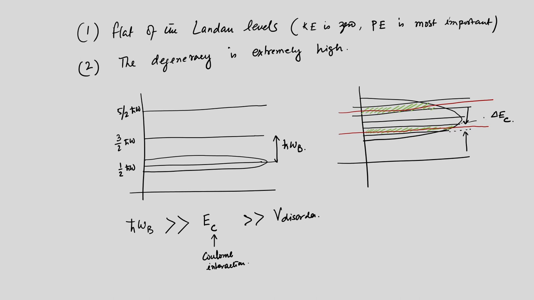And there are other fractions, as you can understand, and let us restrict ourselves to the lowest Landau level. The physics of the higher Landau levels is more difficult, so we'll not go into that. And in fact, some of the fractions which are improper fractions actually come from the higher Landau levels.